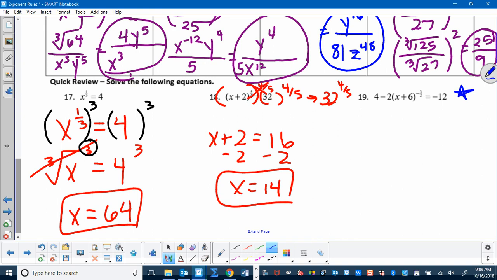Number 19 is like, yeah, the worst. Can you do the reciprocal power thing right now? No. No, it's not alone. You have to get all of this alone first before you do the whole reciprocal thing.